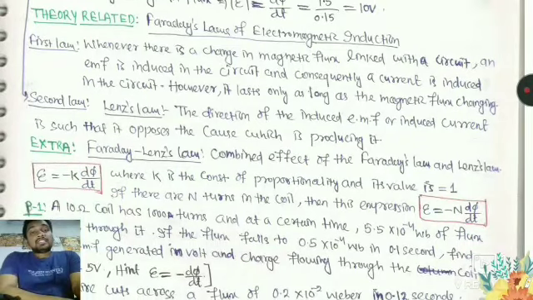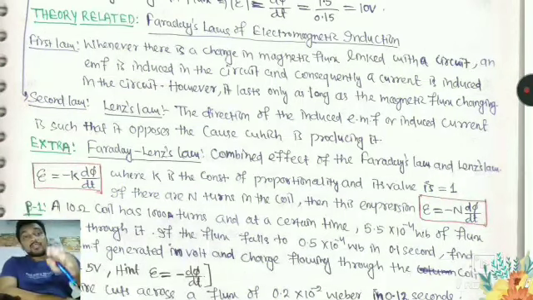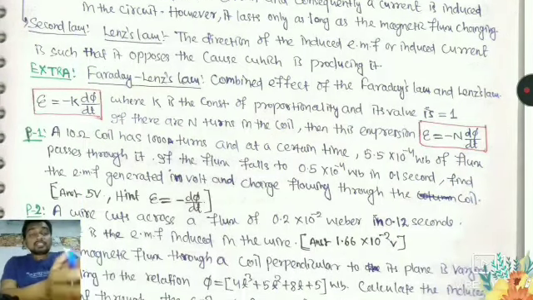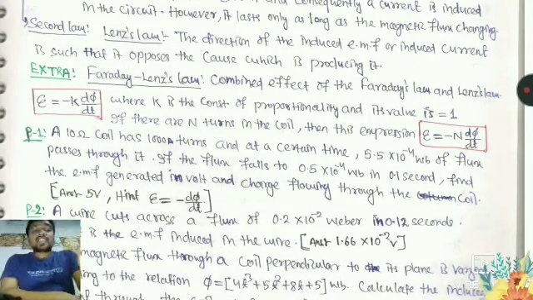So Lenz's law says the direction of the induced EMF. It is important. The direction of induced EMF or induced current is such that it opposes the cause which produces it. Okay. In the extra section, we can combine Faraday's law and Lenz's law as epsilon equal to minus k d phi by dt. If there are n turns of the coil, we can take k equal to 1 for a single coil and n for multiple coils.